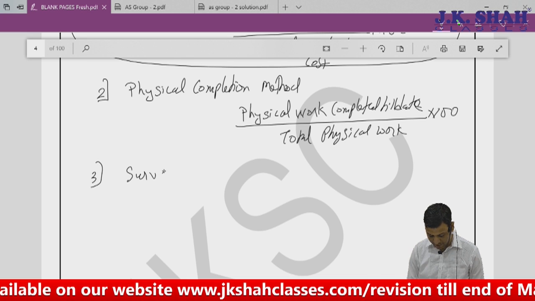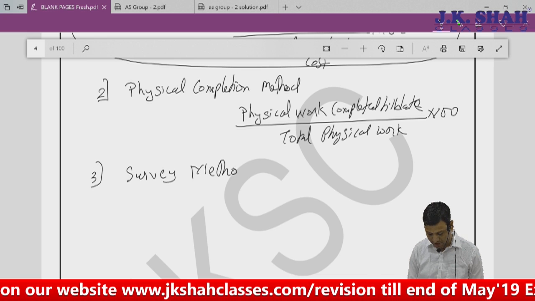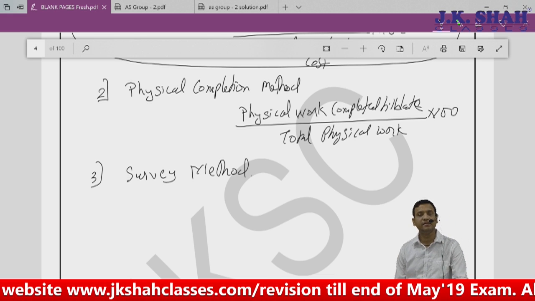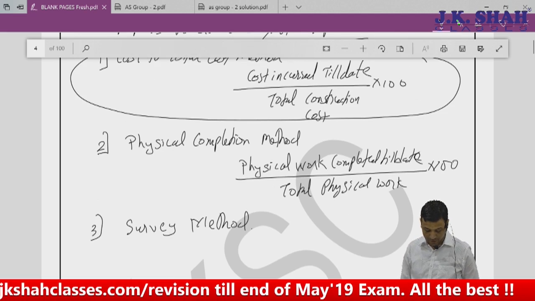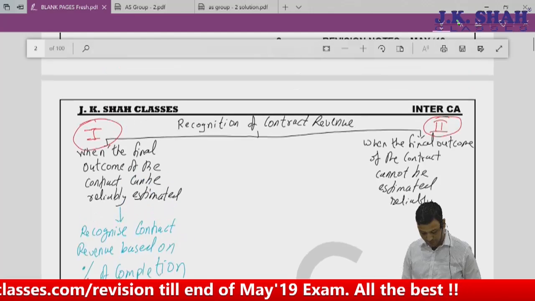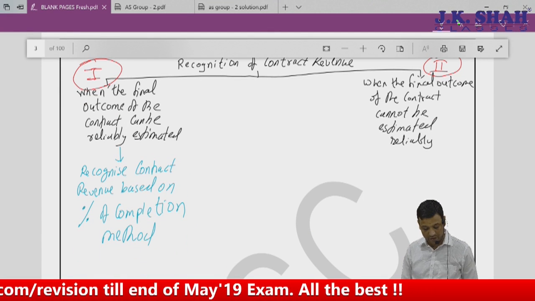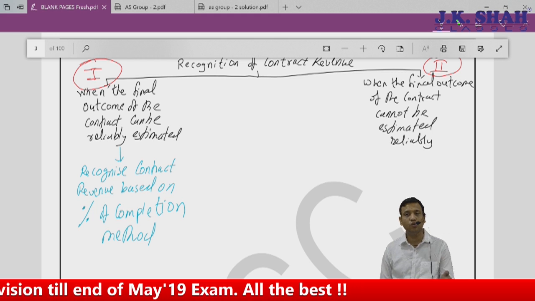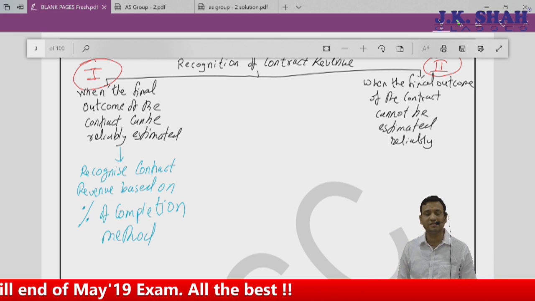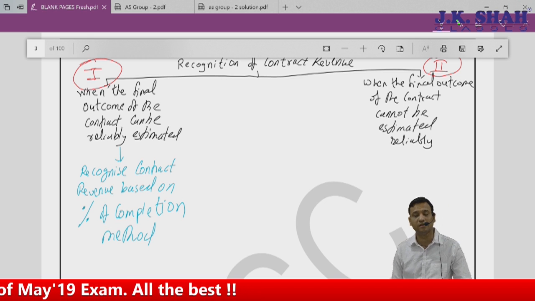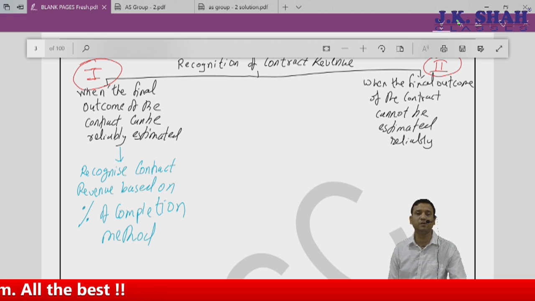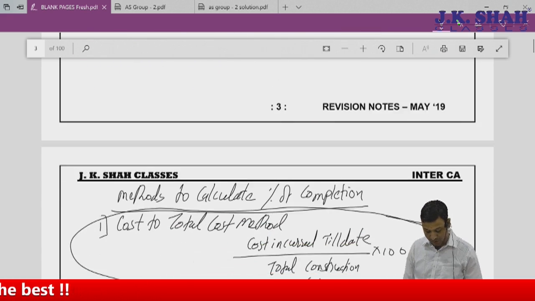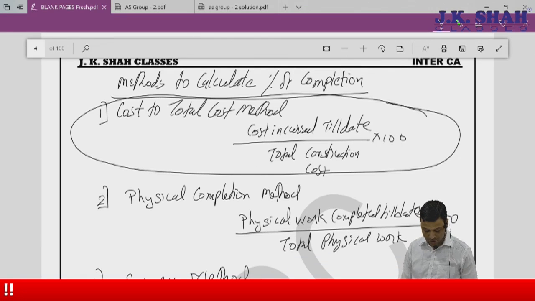The third is the survey method, wherein the work is of so much technicality that I require an expert to give me an opinion with respect to how much work has been completed. So we are basically on this part: when the final outcome of the contract can be reliably estimated, the standard says use the percentage of completion method. To find out this percentage there are 3 ways: cost to total cost, physical completion method, and survey method.